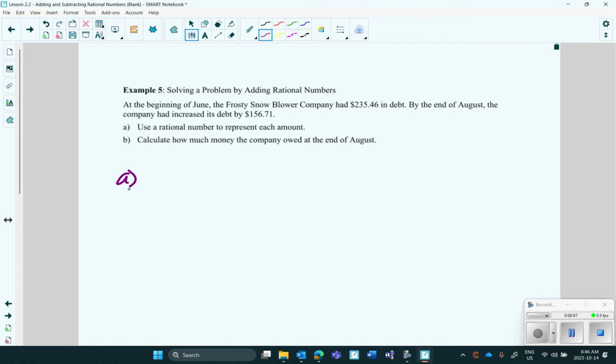So at the beginning of June, a snowblower company had $235.46 in debt. That makes sense because it's the summer. By the end of August, the company had increased its debt by negative $156.71. How do you write that using a rational number?